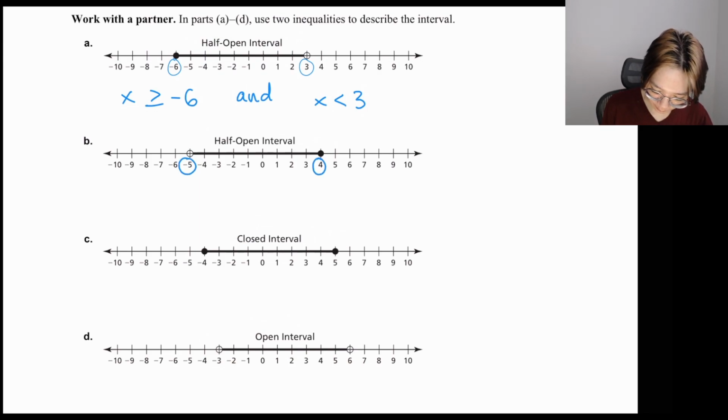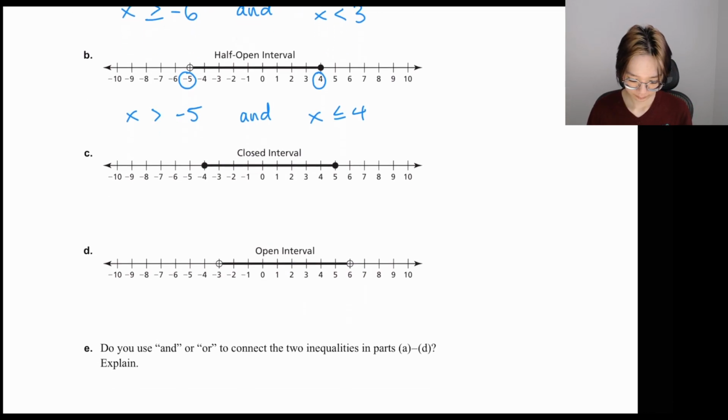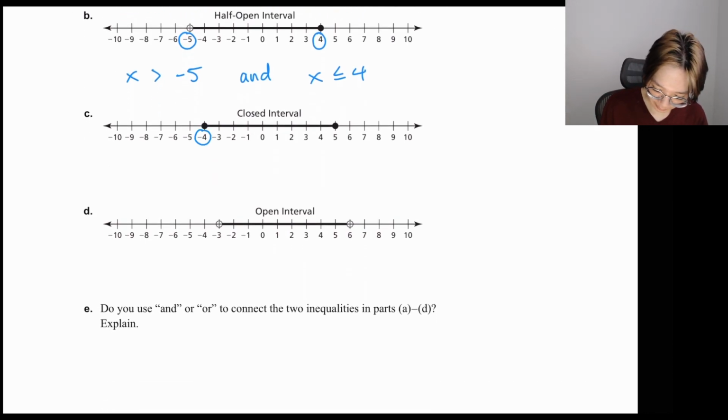Here we have negative 5 and 4. I'll preemptively put down my x's on the other side. For negative 5, open circle, so it's not equal to, and x is all the numbers greater than negative 5. And x is less than or equal to 4. Next one, negative 4 and 5. So we have x is greater than or equal to negative 4, and x is less than or equal to 5.